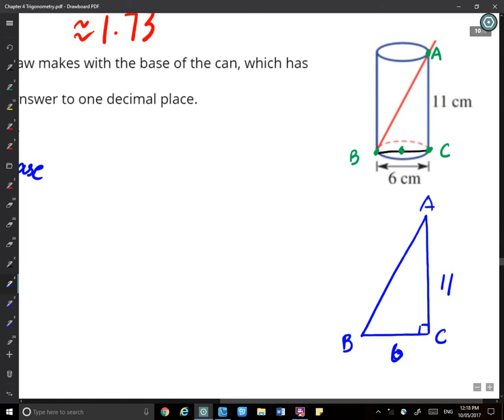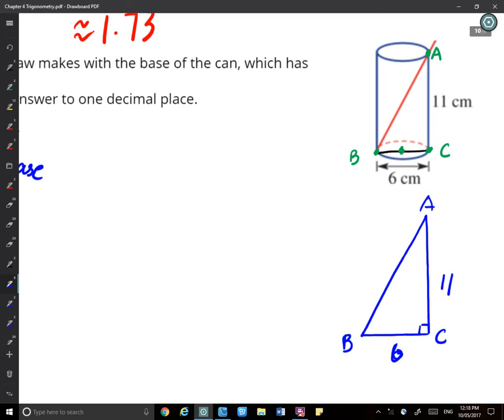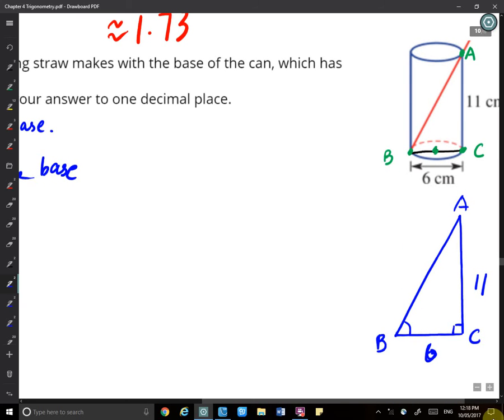I want to know the angle of elevation. Which angle do you think is the angle of elevation? In ABC, it is this angle here, not this angle. This angle is made with perpendiculars, not this one. It's this angle here, made with horizontal. So this is the angle of elevation. Let's say the angle is theta here.